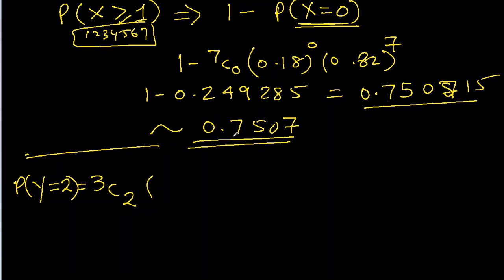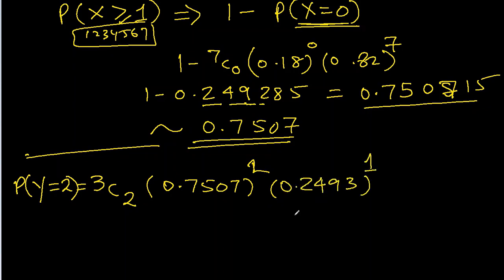3C2. The success is now that it rains at least one day, it rains more than this. Not success, we want 2 days. And failure was, let me write 2493. 2493, 0.2493 to the power 1. So 1 week it does not rain more than 10 centimeters at least one day. 2 weeks it does. And this is what I will put in my calculator.